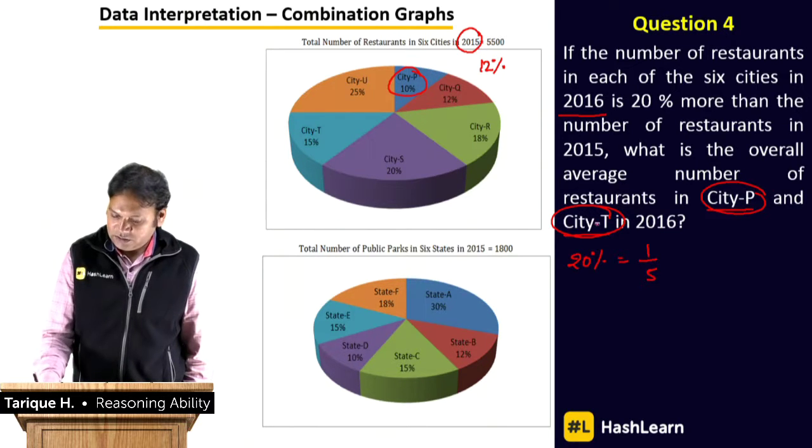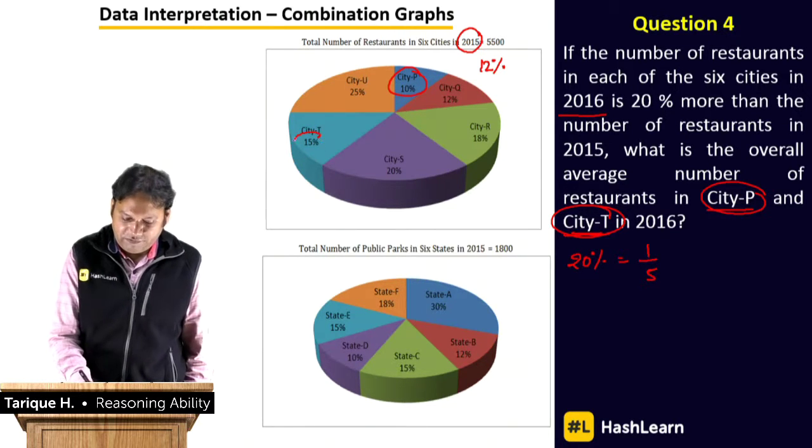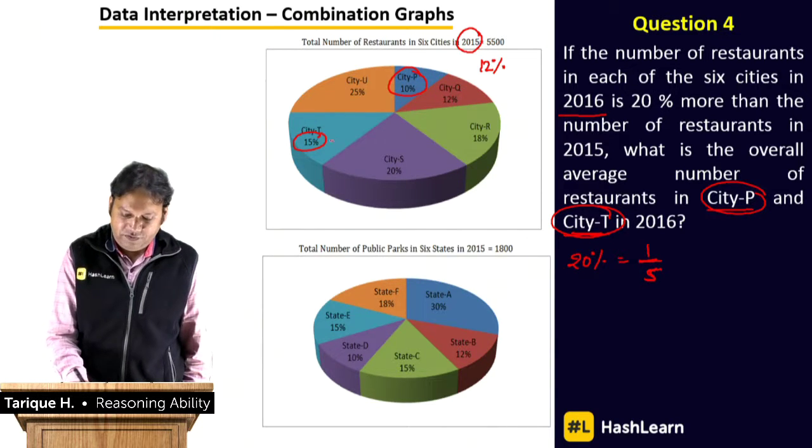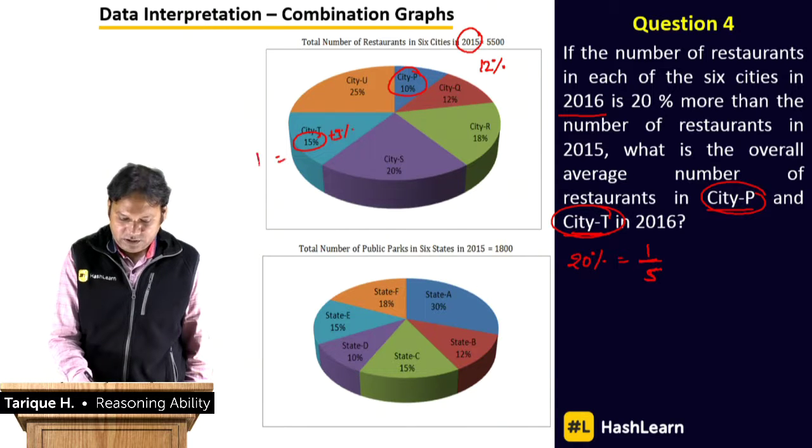Now T, we're talking about T. So 1 by 5 of 15 is 3. So 15 plus 3, 18%. So 12 plus 18, that is 30 by 2, which is equal to 15%.